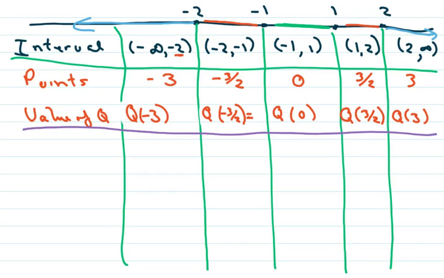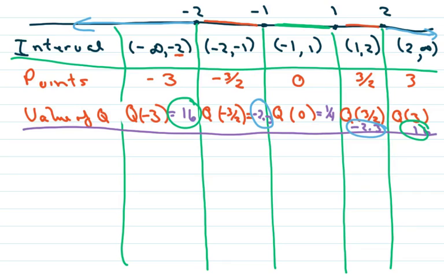When I plug in negative 3, I get 16. This one, I get negative 2.3. 0 goes to 1/4, which we already knew. Q of 3/2 is negative 2.3. And Q of 3 is 16. You're going to notice that these two match and these two match because it's symmetric.